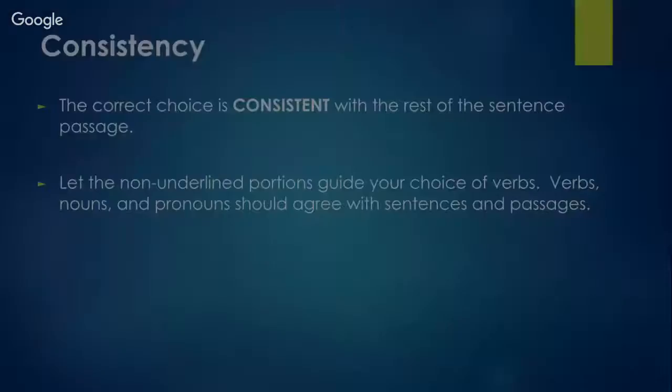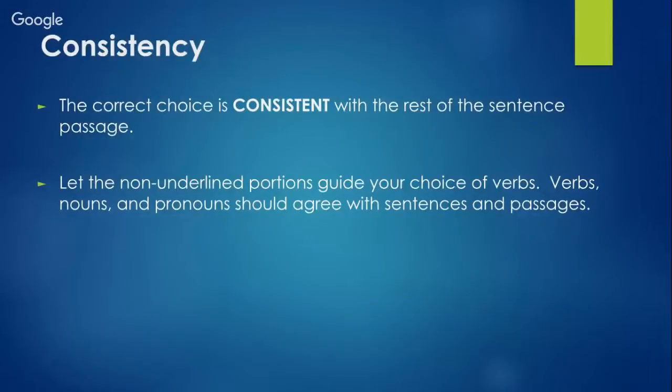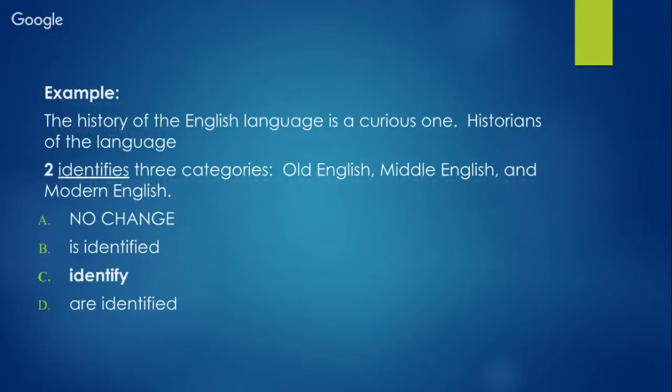Let's talk about words now. The key here is consistency. The correct choice is consistent with the rest of the sentence in the passage. Let the non-underlined portions guide you to your choice of verbs. Verbs, nouns, and pronouns should agree with the sentences and passages. For example, the history of the English language is a curious one. Historians of the language identifies 3 categories: Old English, Middle English, and Modern English.